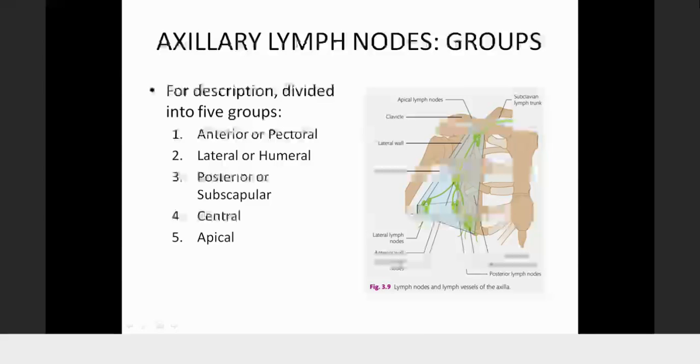Then this is the lateral group. Lateral, also called the humeral. They are in relation to the humerus, also called humeral lymph nodes. Then the posterior, these are the posterior group, also called the subscapular lymph nodes. Posterior or subscapular group. Then you have the central group. This is the central group, and lymph from all these flows towards the apical. This is the apical group of lymph nodes. Okay.